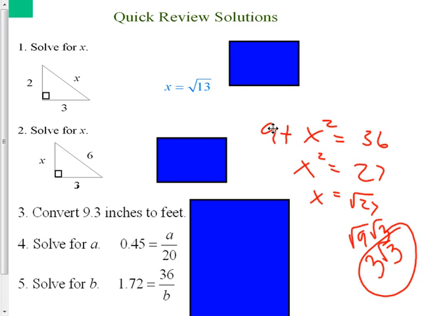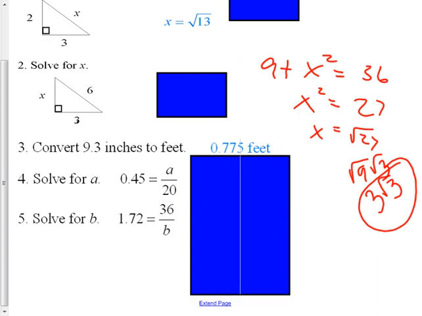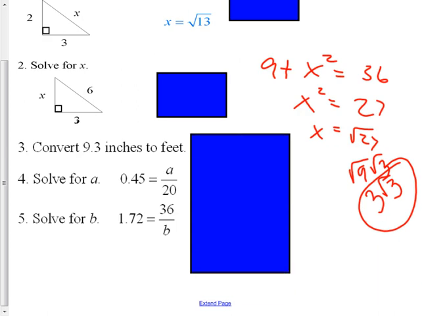Okay, all right. Convert 9.3 inches to feet. Well, 9.3 inches to feet, that's less than 1 foot, right? So what are you going to do? Let me finish this one first. What are you going to do? Simple, really simple. What do you do? Divide by 12. Okay, and final answer? 0.775 feet.